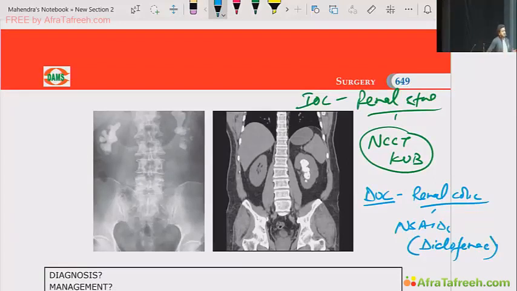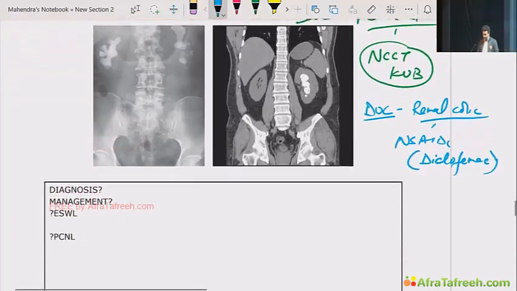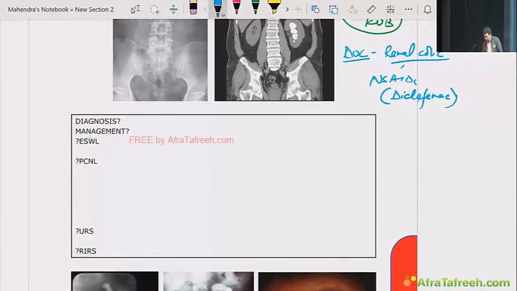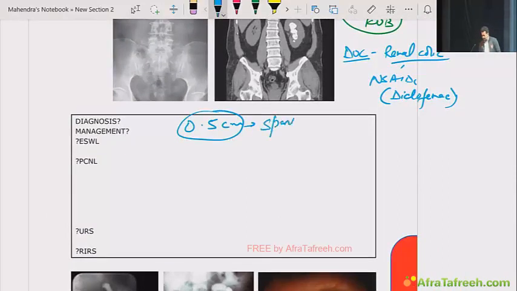NCCT-KUB obviously we cannot do in pregnant females. So in pregnant females, the investigation of choice is MRI. Okay, in pregnancy, MRI. Now, depending on the size of the stone, less than 0.5 centimeter, there are chances it will pass spontaneously. Okay, we can say 5 mm is better. Less than 5 mm, spontaneous passage.